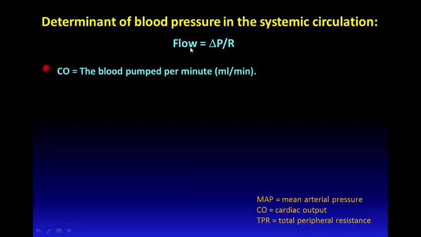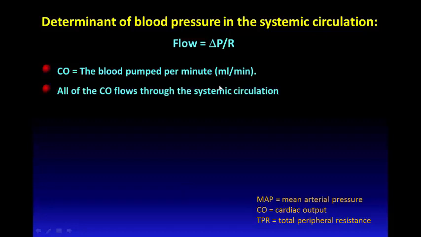The flow through the systemic circulation is the cardiac output. Cardiac output, we know, is the volume of blood which is pumped by the left ventricle into the aorta per minute. The units used to express cardiac output could be liters per minute, which in a normal resting adult is 5 liters per minute, or we might use milliliters per minute. All of the cardiac output flows through the systemic circulation. Therefore, flow through the systemic circulation is equivalent to the cardiac output. So instead of the flow in this basic equation of flow, we can put the cardiac output.